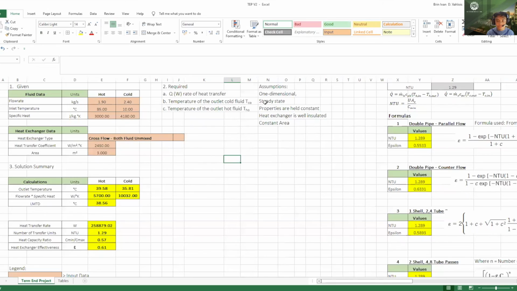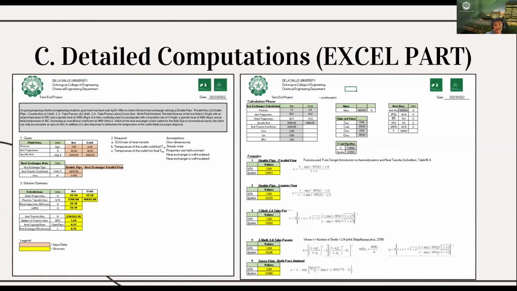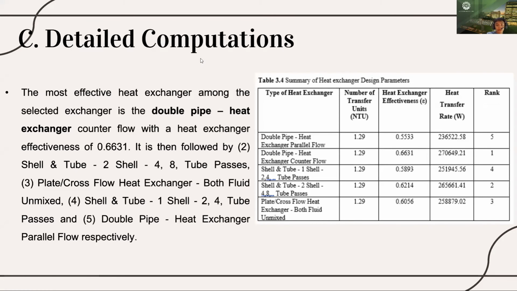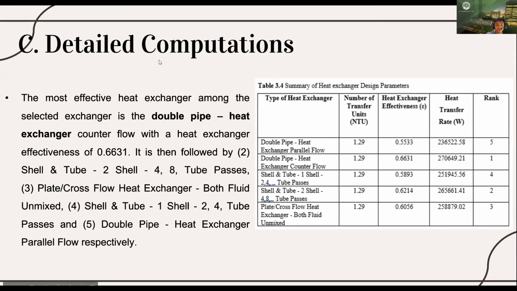In continuation with the Excel file, the following 5 exchanger data was then gathered and summarized in table 3.3. So its number of transfer units, heat exchanger effectiveness, and heat transfer rate were then evaluated in the next slide. So as you can see in table 3.4, the most effective heat exchanger among the 5 heat exchangers that were selected is the double pipe heat exchanger counterflow with a heat exchanger effectiveness of 0.6631.